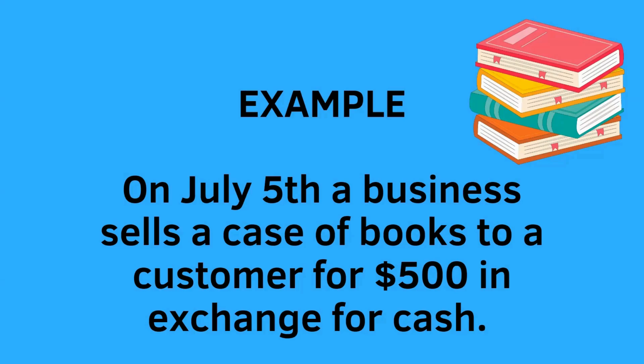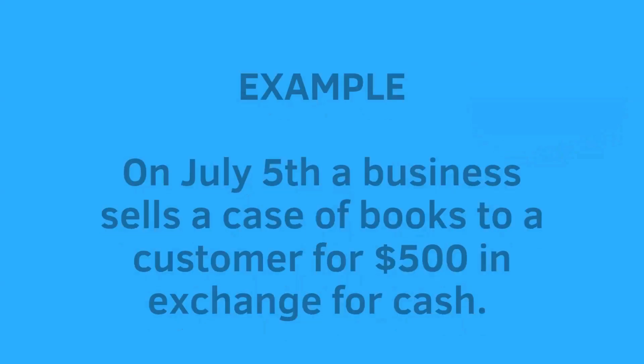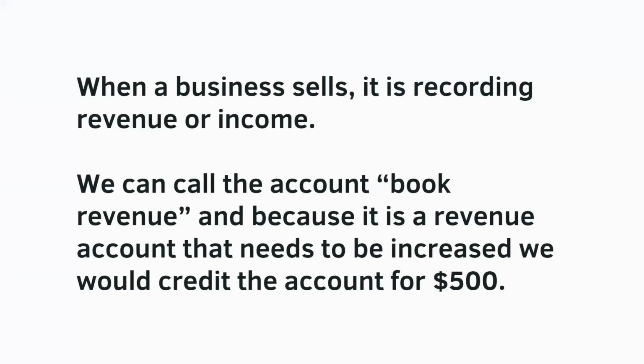Another example, that is. On July 5th, a business sells a case of books to a customer for $500 in exchange for cash. When a business sells, it is recording revenue or income. We can call the account book revenue. And because it is a revenue account that needs to be increased because we're having more sales, then that means, if you recall, revenue accounts increase with the credit. So therefore, we have to increase the account by crediting it in the amount of $500.